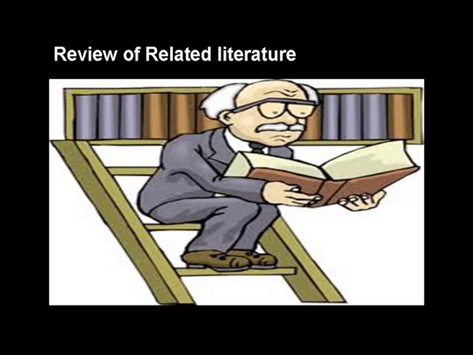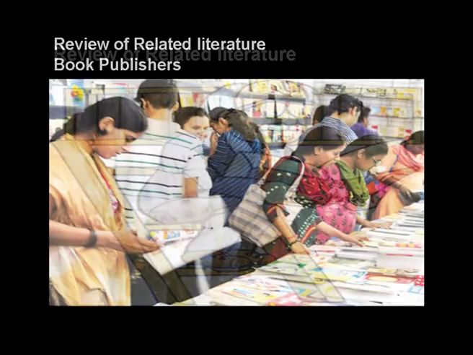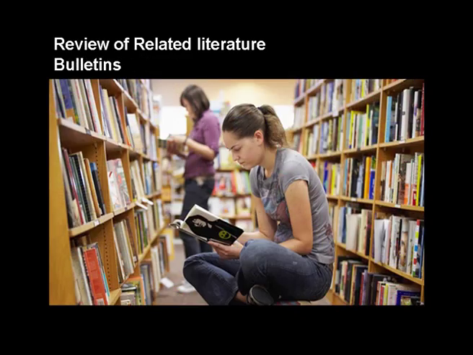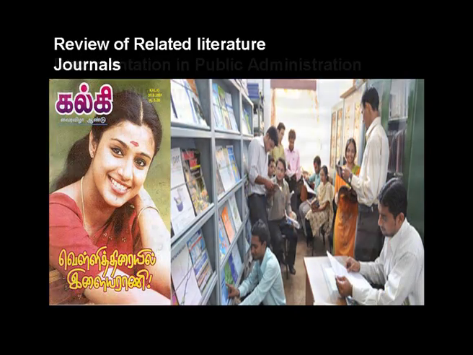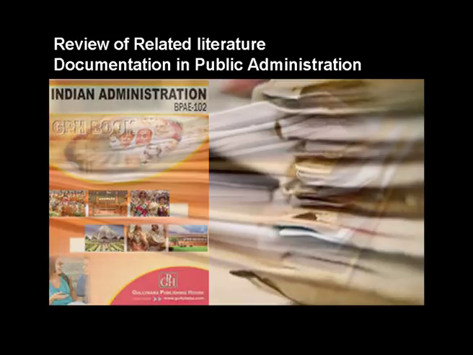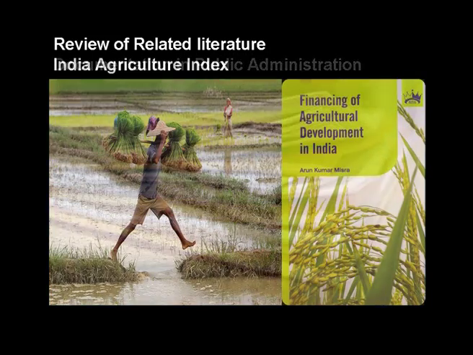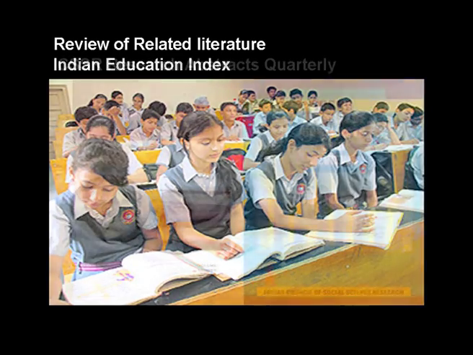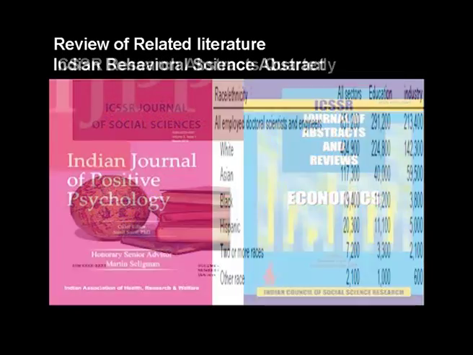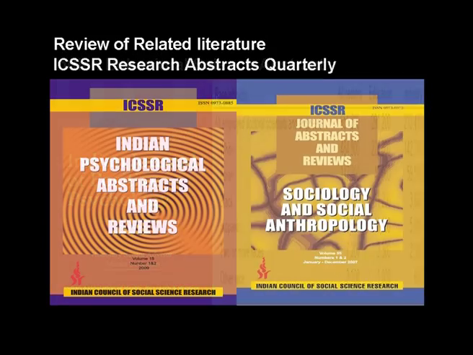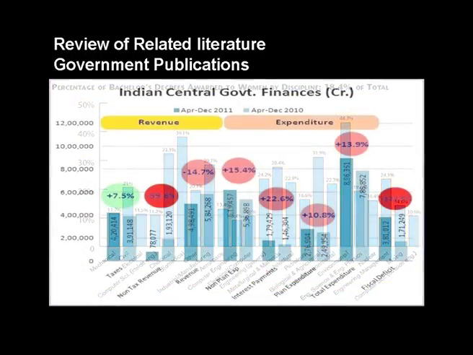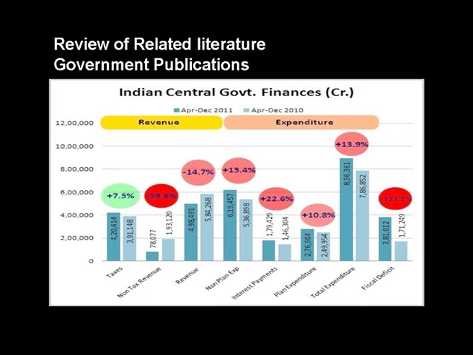Some of the sources of information are books that are already published, bulletins, journals, documentation in public administration, Indian Agricultural Index, Indian Education Index, ICSSR research abstracts, quarterlies, Indian Behavioral Science Abstract and government publications.